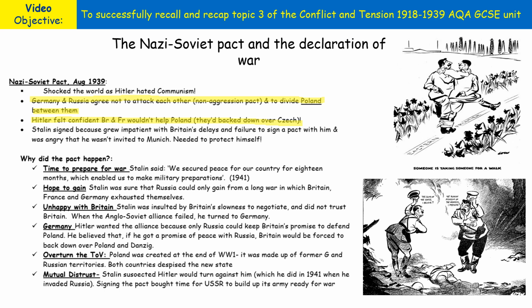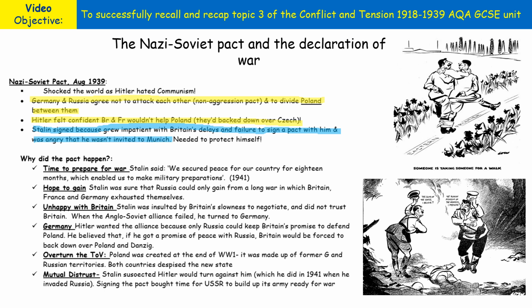Why did Stalin sign this, even though ideologically he was completely opposed to Hitler? Hitler was a Nazi, Stalin was a communist. You'd think they would never sign a pact like this. However, Stalin signed it because he'd grown impatient with Britain and France delaying to sign a pact with him. And he was angry that he wasn't invited to the Munich conference.